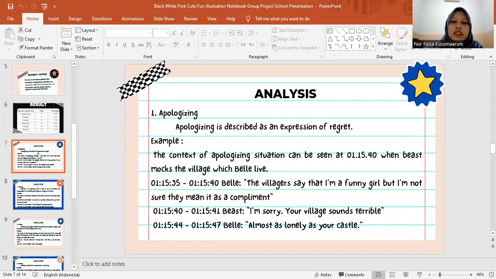Apologizing. Apologizing is described as an expression of regret. For the example, the context of apologizing situation can be seen at 1 hour 15 minutes 40 seconds when Beast smokes the village with Belle's life. Analysis from the conversation, we can see that Beast apologized to Belle. This can be seen from Beast saying, "I'm sorry. Your village sounds terrible," and the word "I'm sorry" is part of speech act apologizing.